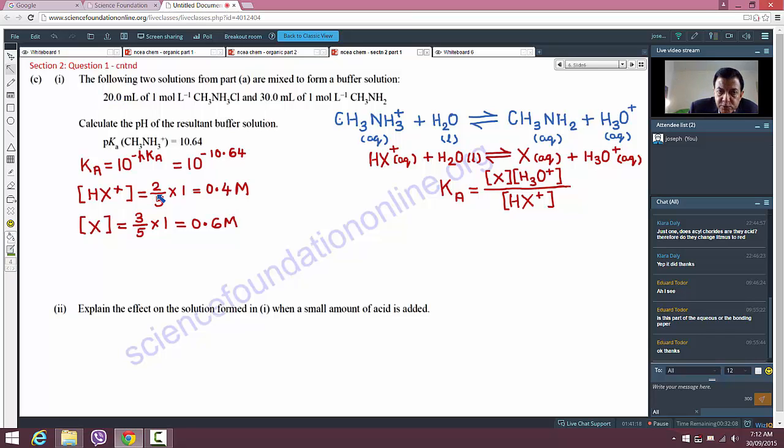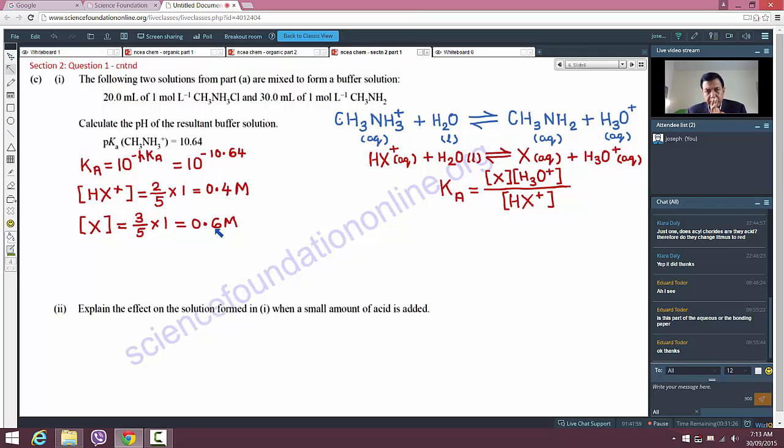It will be 2/5 of the 1 molar that you began with. So the acid species HX plus will have 2/5 of 1 molar, which is 0.4 molar. Similarly, the weak base CH3NH2, 1 molar, and we took 30 mils. What's the total final volume? 20 and 30, 50 mils. So after mixing the two solutions, the concentration of the weak base will be 3/5, 30 on 50, 3/5 of the 1 molar, which is 0.6 molar.